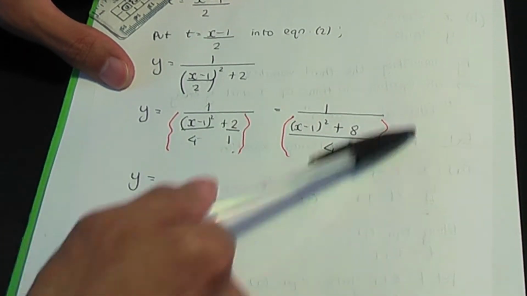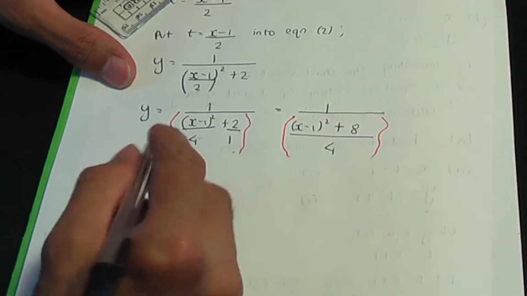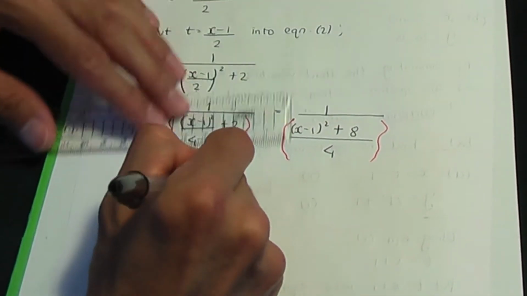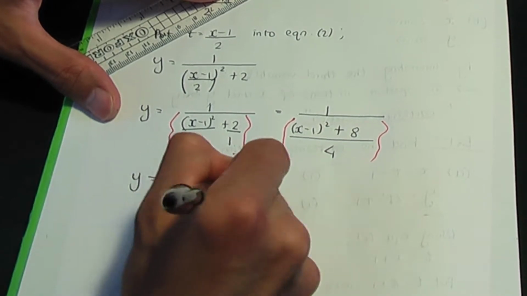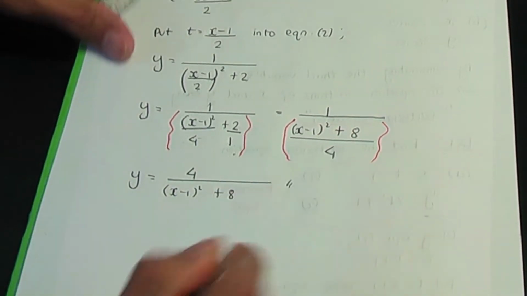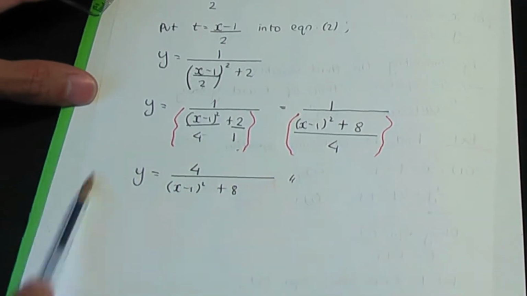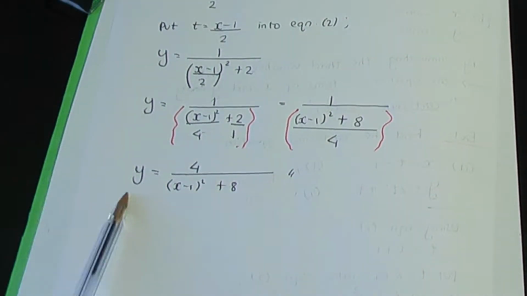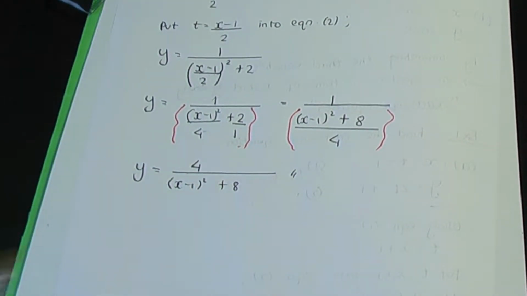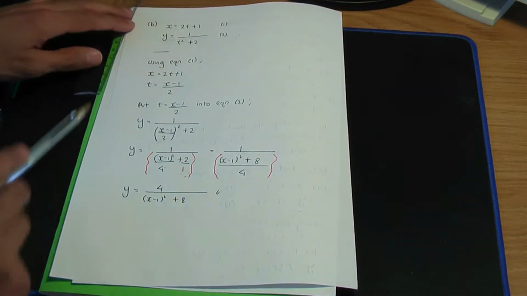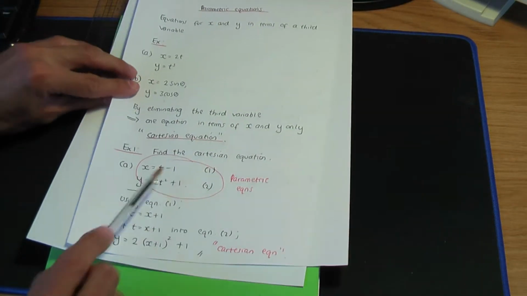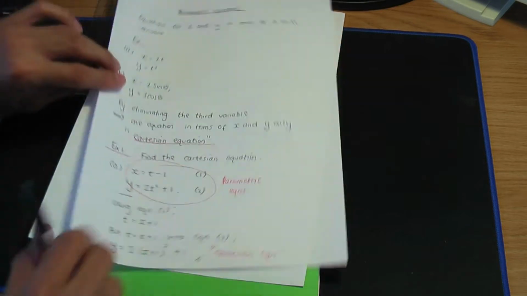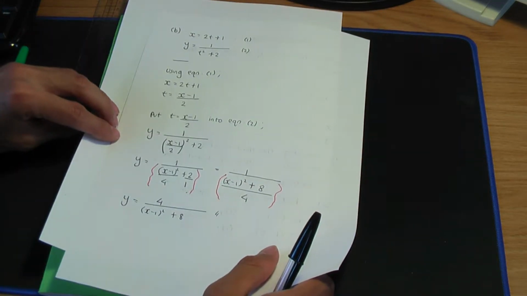And if we simplify this, the 4 will come on top. So that's the same as 4 over x minus 1 squared plus 8. Okay? So this, therefore, is one equation in terms of x and y only, hence our Cartesian equation. So here are just some examples of how to get the Cartesian equation from a set of parametric equations.